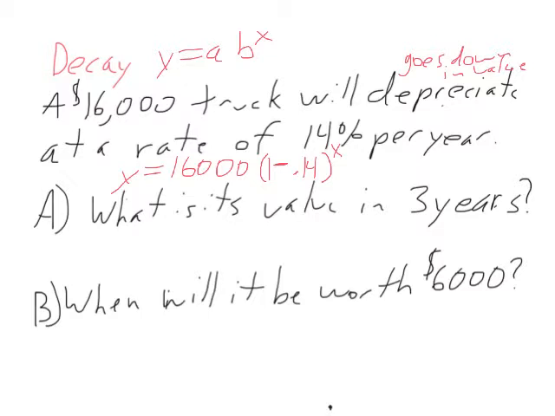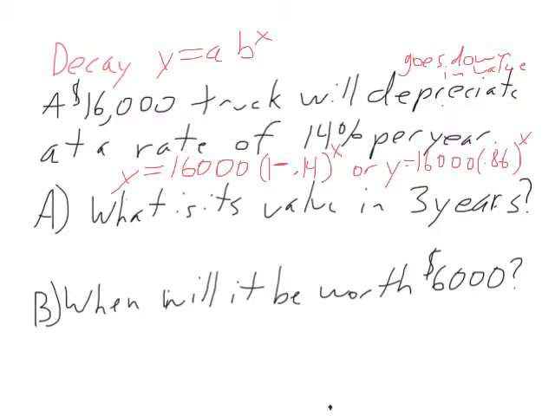Now, we can clean that up a little bit. So y equals 16,000, and the idea there is that 1 minus 0.14, or in other words 100% minus 14%, is actually 0.86, and that would be to the x power. It's just a little bit cleaner and easier to use, but technically either one of those is fine. So letter A, what is the truck's value after 3 years?